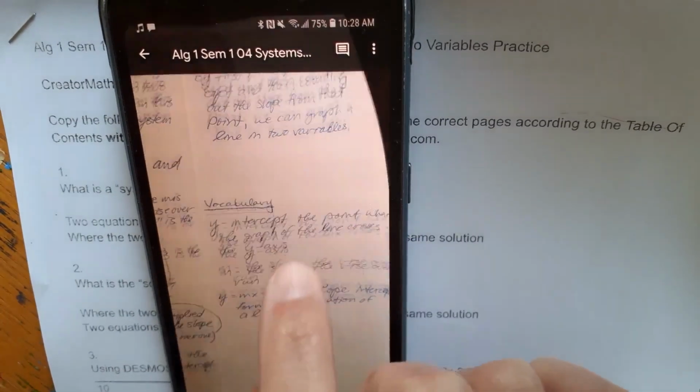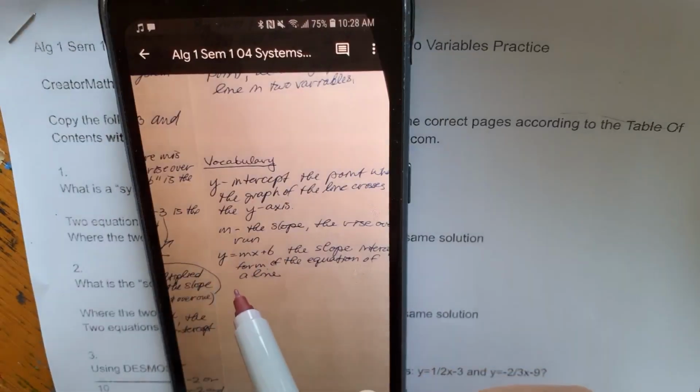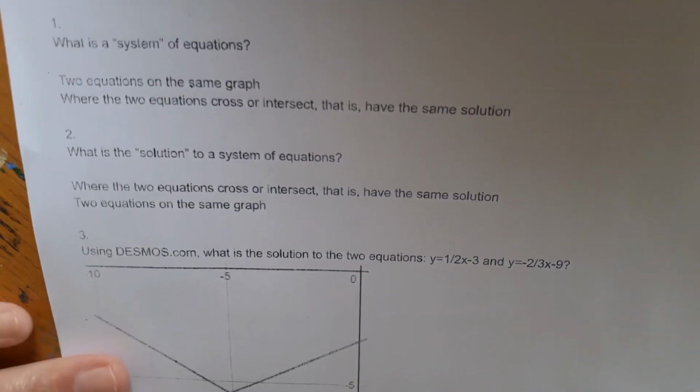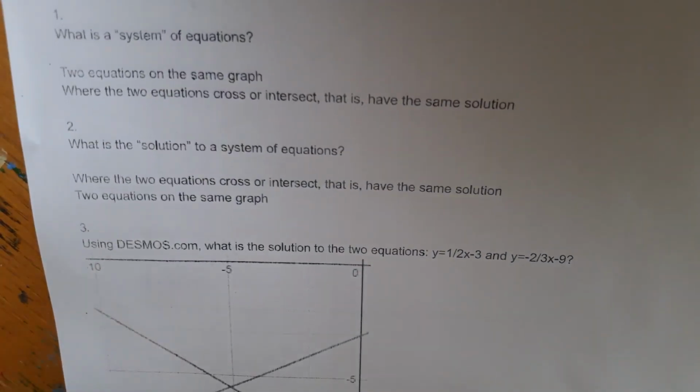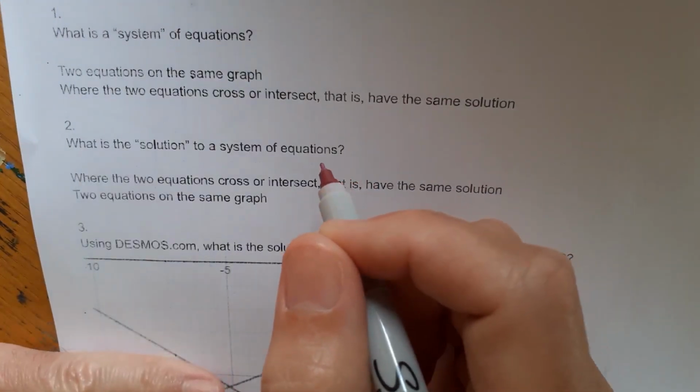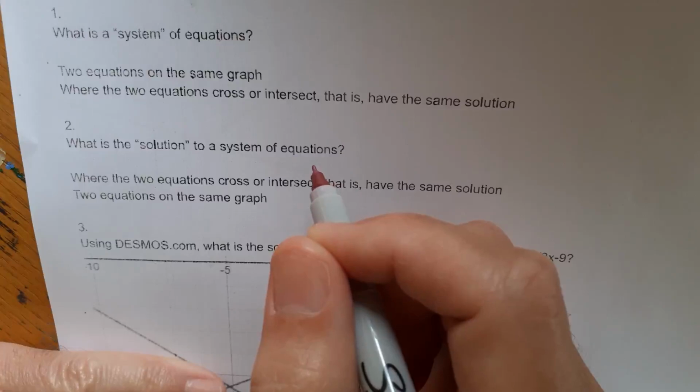Okay, so make sure the vocabulary is in your comp book. And with that, let's go ahead and start to look at some of the problem sets. We'll talk more as we go. Since this is the 4th lesson, there's a lot of things you will probably already know about systems and the solution. But let's start at the beginning.